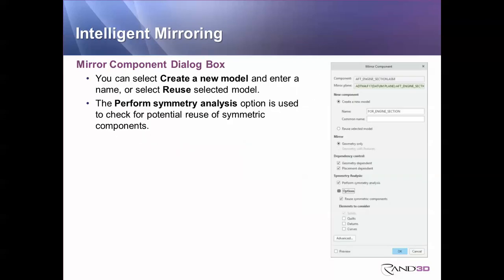There's obviously an enhancement here to the mirror component dialog box. You can create a new model. You enter in a different name, of course, through the dialog box. You could also reuse a model, selecting it by name. There is a small checkbox option here under symmetry analysis, perform symmetry analysis. That option is used to check for reuse of symmetric components.